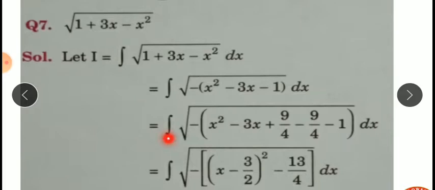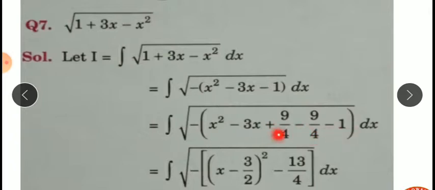This is equal to the integral of root of minus. Again, change this into the form of a whole square. How can we do it? x square means a square, this is minus 2ab, minus 2. A means x, and B means 3 by 2. Here we add 3 by 2 whole square and subtract 3 by 2 whole square. 3 by 2 whole square means 9 upon 4. This is x square minus 3x plus 9 upon 4 minus 9 upon 4 minus 1.